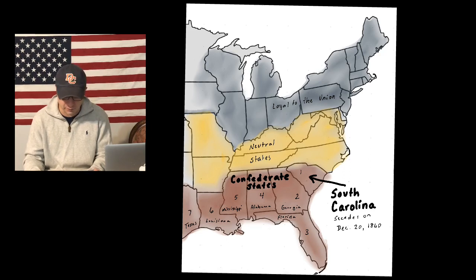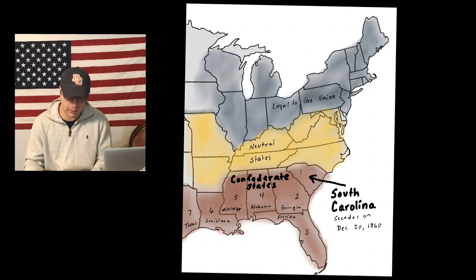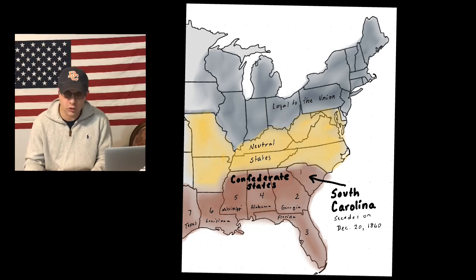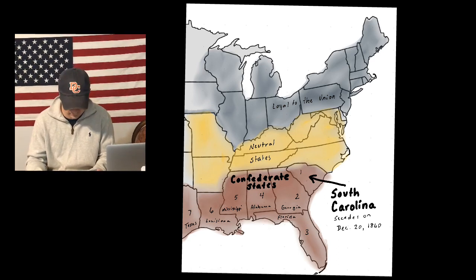South Carolina became the first state to actually leave the United States when they voted to secede on December 20th, 1860. Shortly after South Carolina decided to leave, 6 other southern states joined them. These states would go on to form a new country known as the Confederate States of America.